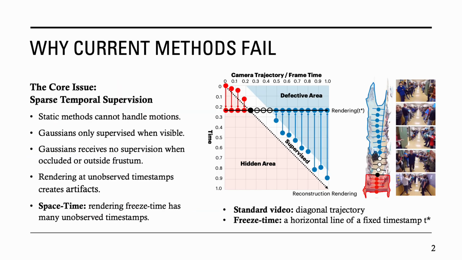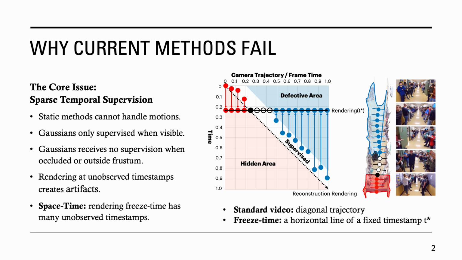These visual artifacts come from a core issue: sparse temporal supervision. Static methods are not designed to handle micromotions. In monocular sequences, Gaussian primitives only get training signals when they actually contribute to the rendered image. When a Gaussian is occluded or moves outside the camera's view, it gets no supervision at the timestamp.